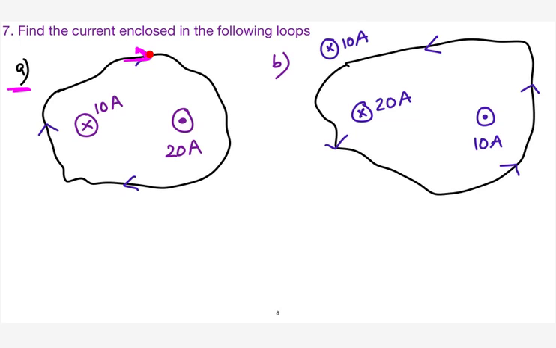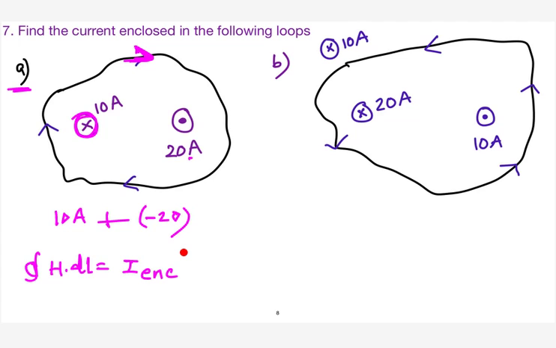Since the loop is clockwise, your thumb is pointing inside. So the 10 ampere is one current, which is a positive number, plus, and this 20 ampere represents outside. So the net current will be minus 20. Because using Ampere's law, what it says is that in a closed line integral of the magnetic field, if we do the integration, that will be the total current enclosed.